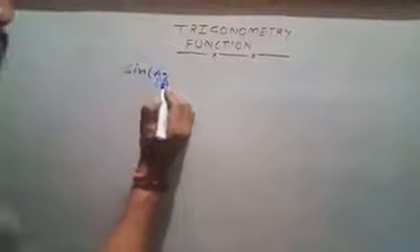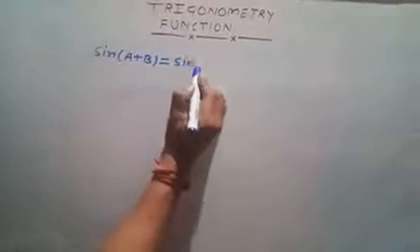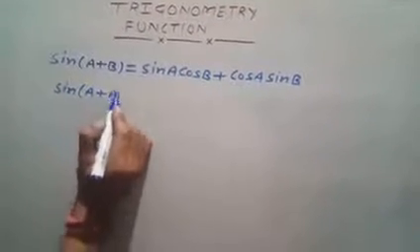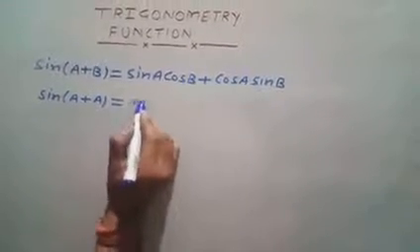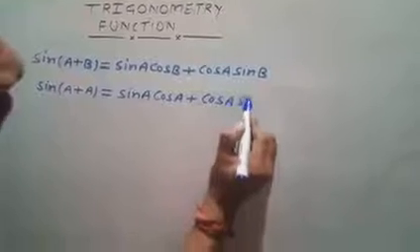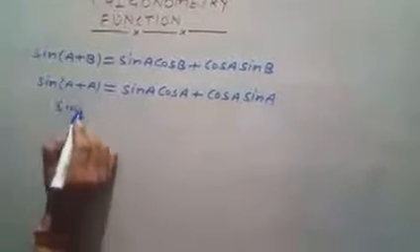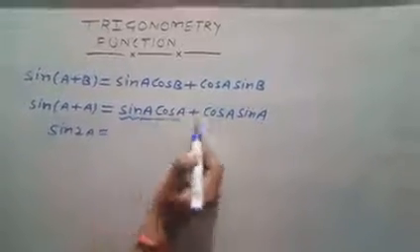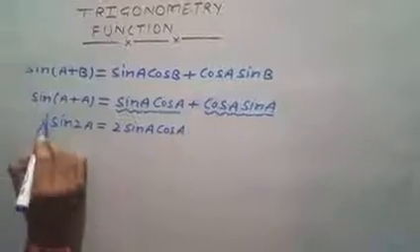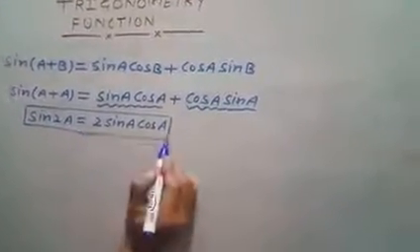Prove some formulae. As you know, the formula of sin(A+B) equals sin A cos B plus cos A sin B. Now, if I write A in place of B, the formula becomes sin A cos A plus cos A sin A. Here sin A plus A is sin 2A, and sin A cos A plus cos A sin A means 2 sin A cos A. So this is the first formula of sin 2A.